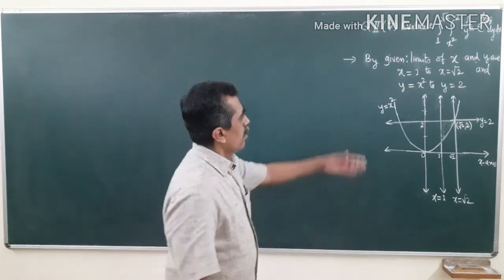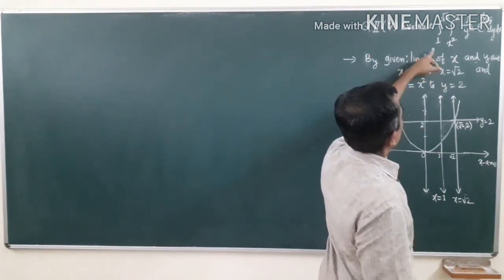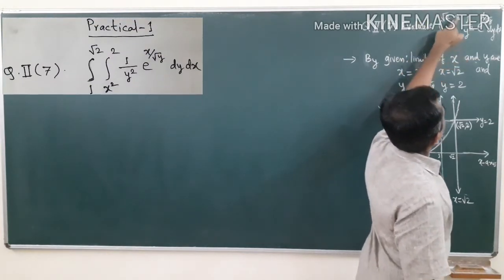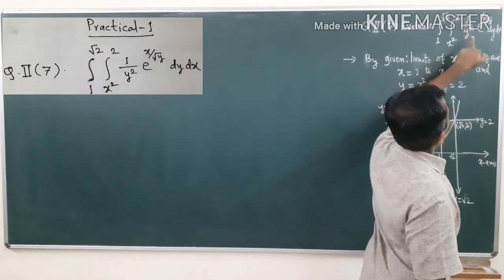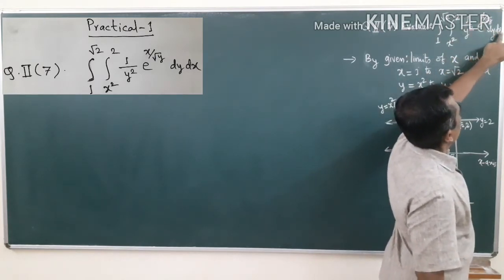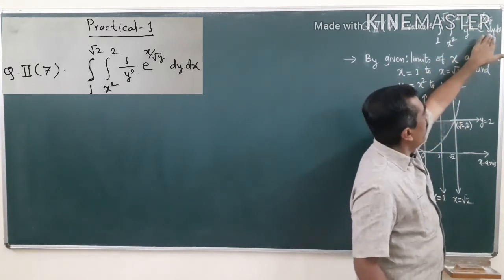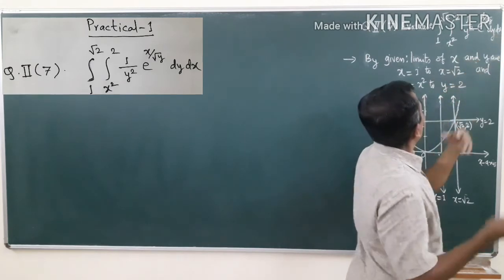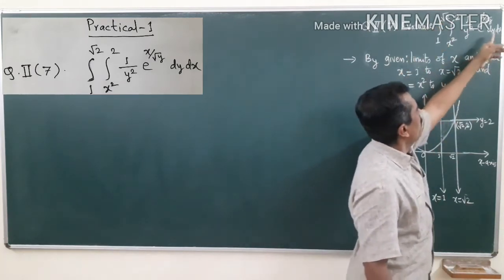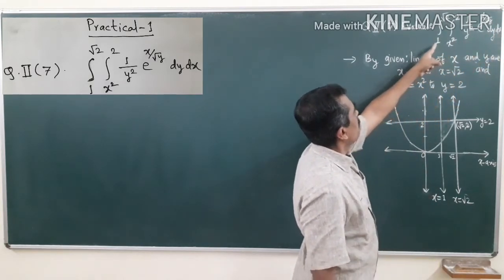Let us see the next problem of repeated integrals. Evaluate the integral from 1 to root 2, integral from x square to 2 of 1 upon y square e raised to x upon root y dy dx. Here we are given the integral first with respect to y and then with respect to x. So you have to reverse the order of this. You have to make it first with respect to x and then evaluate the integral.